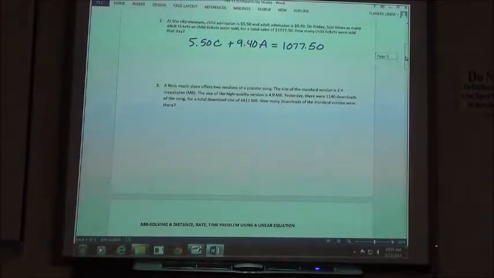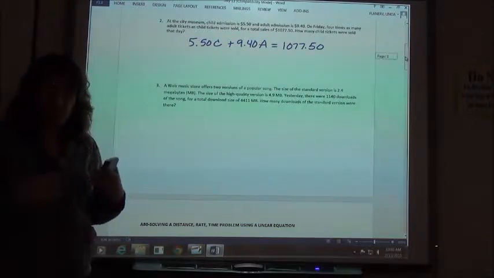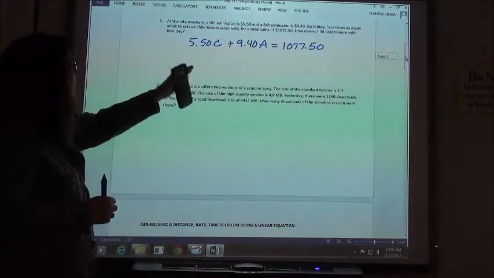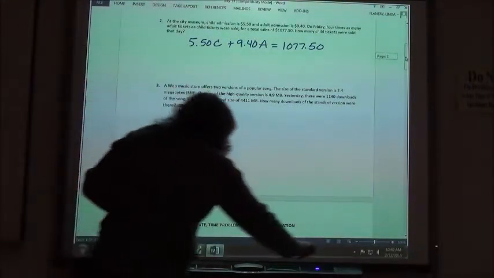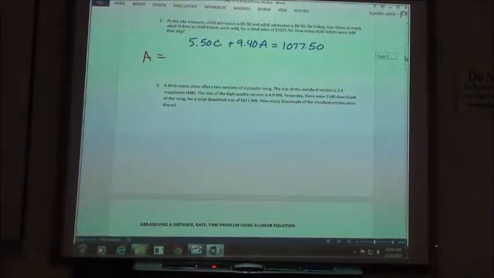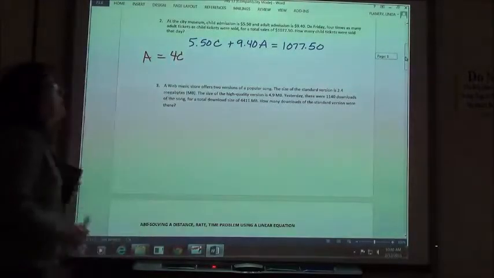My other equation is from the second sentence. The second sentence says, on Friday, 4 times as many adult tickets as child tickets were sold. So, when you're thinking about translating these, whatever thing is mentioned first, that's the variable that is set equal to something else. There were 4 times as many adult tickets. That means I'm going to say that the adult tickets is equal to something else. 4 times as many as the child tickets. So 4 times the child tickets, 4 C's.